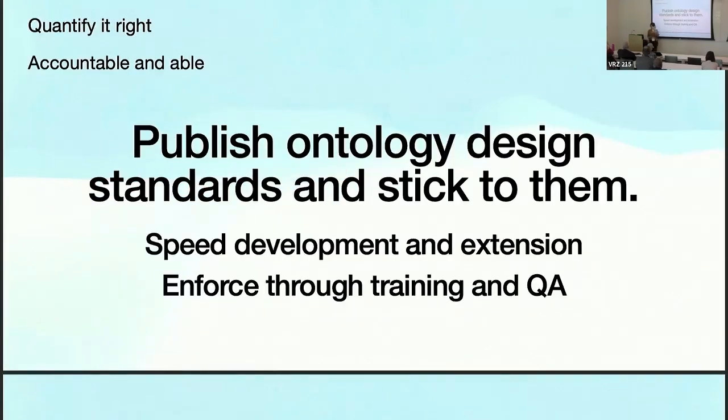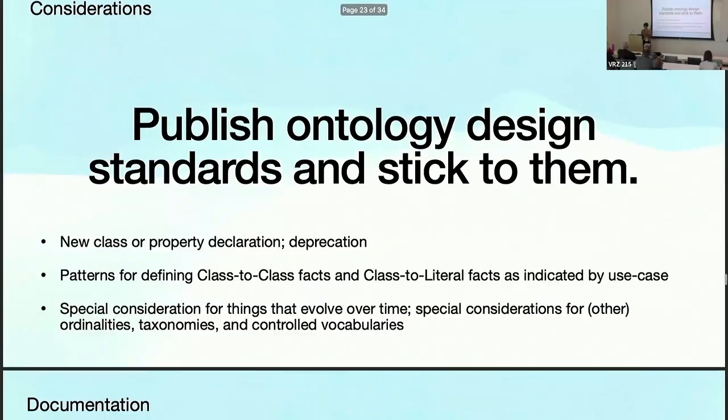Next, publish ontology design standards and stick to them. Your ontologists and your consumers downstream, whether these are human or whether these are machines, need design constraints in order to do work, including useful quantification, in a timely manner and in a consistent and testable way. Here are some of the things I typically think about when I am writing these standards, for people or for machines.